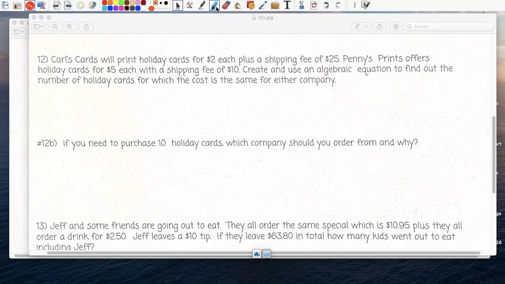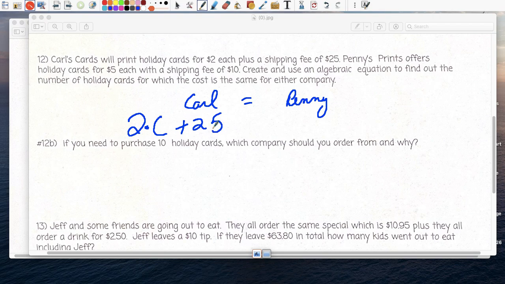Carl, so this is one of those variables on both sides questions. We have Carl and Penny. Carl, you pay $2 per holiday card. $2 times the number of cards. That's how much you pay. Plus, there's a shipping fee of 25 bucks. On Penny, it's $5 per card, plus the shipping fee of 10. Create an algebraic equation, and then find the number of holiday cards that you're going to make which costs the same for either company.